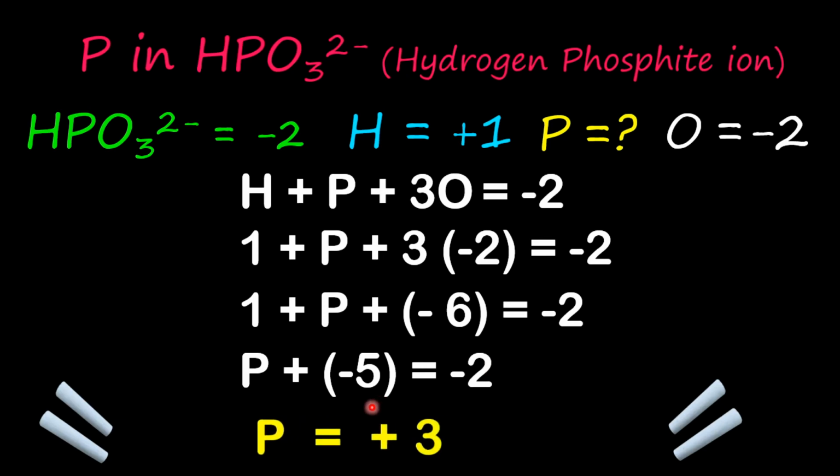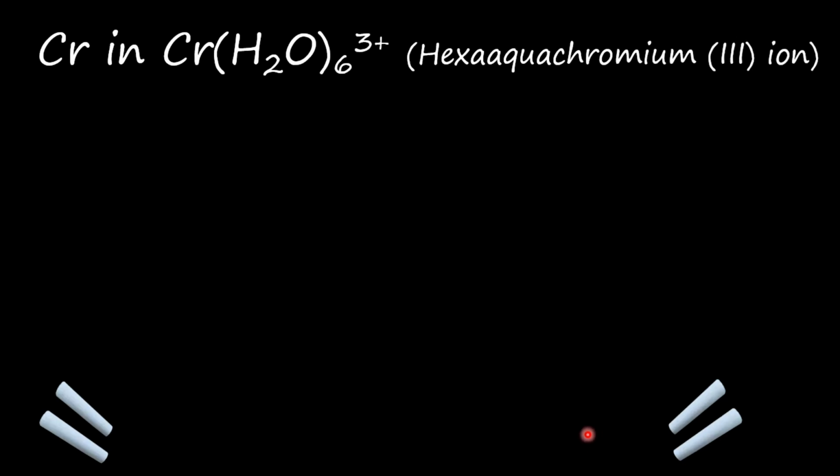So therefore we can have now phosphorus equal to a +3. So the oxidation number of phosphorus in the hydrogen phosphite ion is positive 3. Now, for another example here, we're going to find chromium in CrH2O6 3+. And this compound is hexaaquachromium 3 ion.